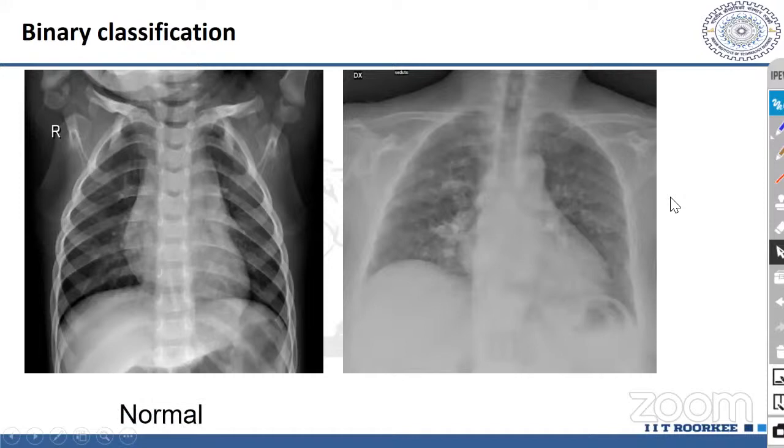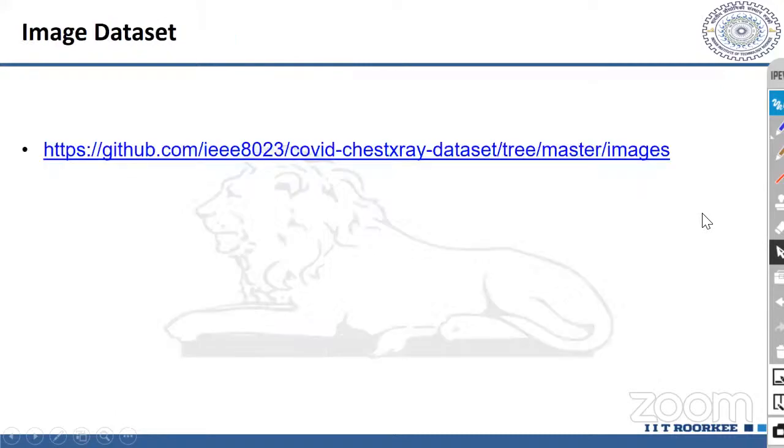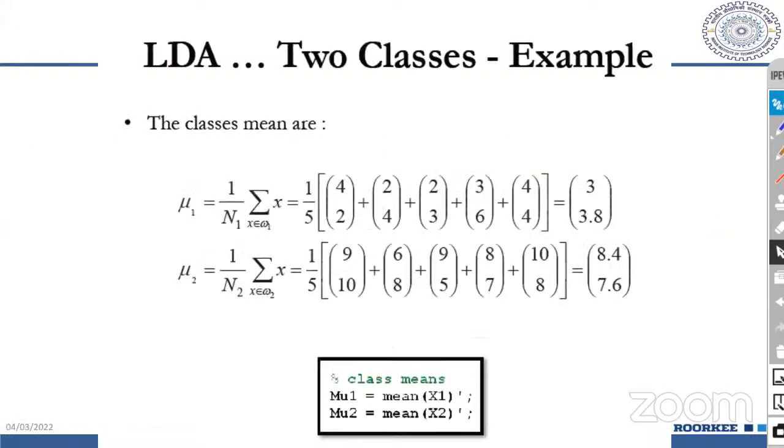One is a normal patient's X-ray image, and another is one affected by COVID-19. If you train with both sets of data, the machine knows how to do the classification. You can find the data set over here. Now we are solving a similar kind of binary class problem.